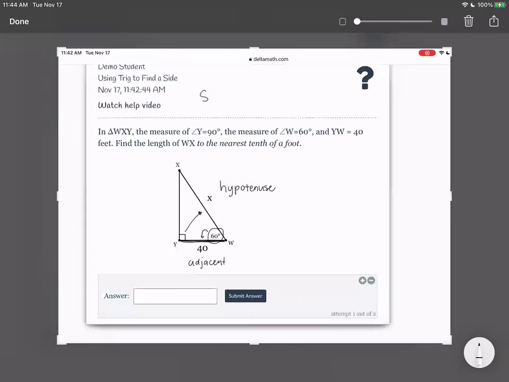Okay, so then once again, refer to SOH CAH TOA. Which one uses adjacent and hypotenuse? CAH. Good. CAH stands for cosine because it's C for cosine. So cosine of W is equal to the adjacent over the hypotenuse. And so let's plug it in. Cosine of W, which was 60 degrees, is equal to the adjacent, which we said was 40, over the hypotenuse, which we said was X. So, any questions up till here?